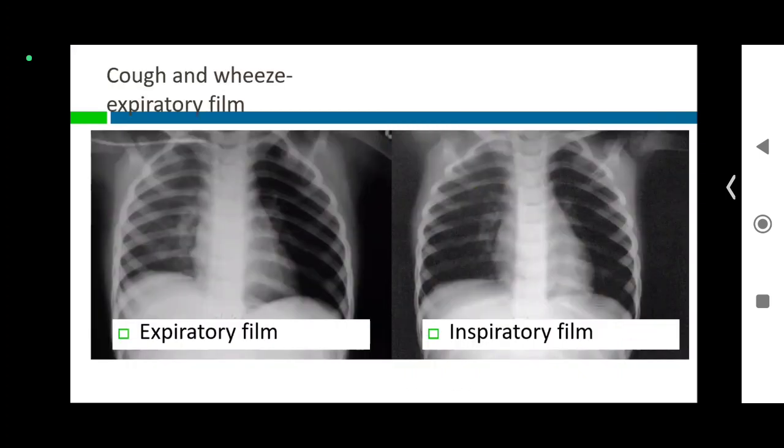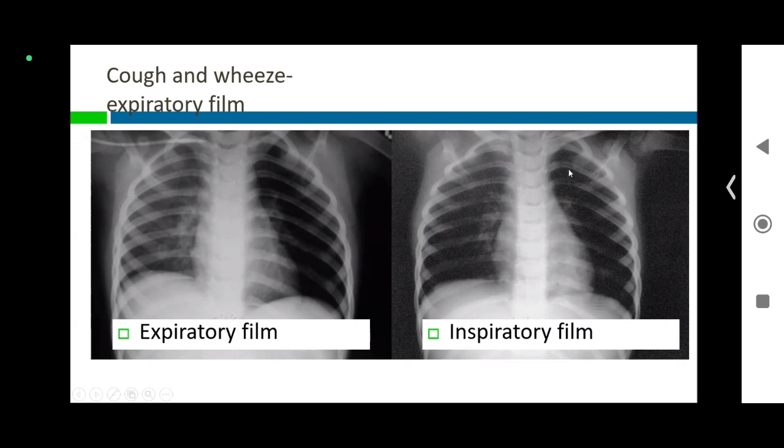Okay, what is this? Two films. This child has cough and wheeze. One is an inspiratory film, one is an expiratory film. Is there any difference in these two? Anyone want to try? Okay.